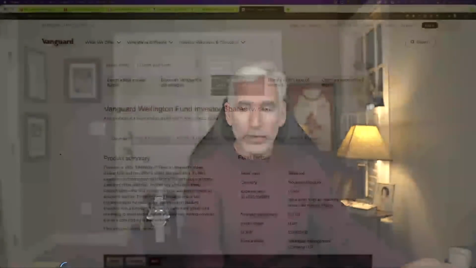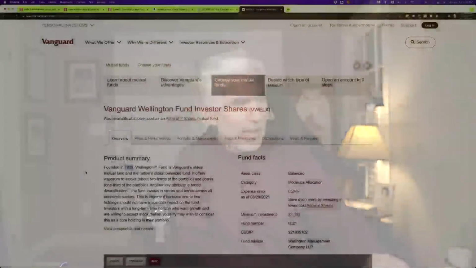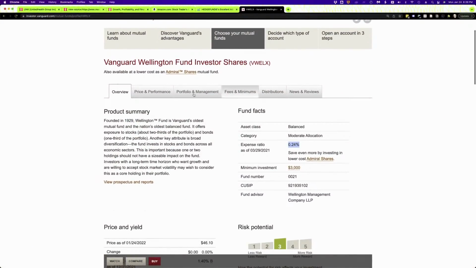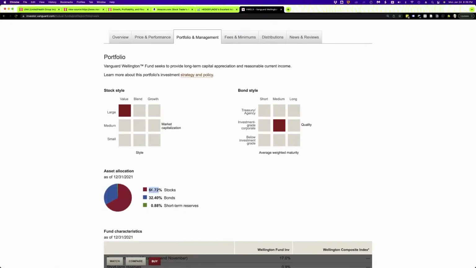So Displaced Hoosier wants to know my thoughts on the Vanguard Wellington fund. I mean, it's done really well. I've never owned it. I think it's a 60-40, right? It's an actively managed fund. I think the oldest mutual fund. Yeah, look at this. It was founded in 1929. That's even older than I am. Okay. 24 bips, which is cheap for an actively managed fund. And if you look at the portfolio, I think it's 60-40, right? Yeah, actually 66-35. And it's done really well.